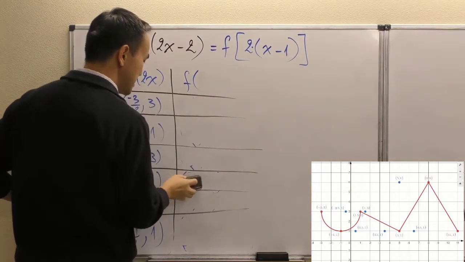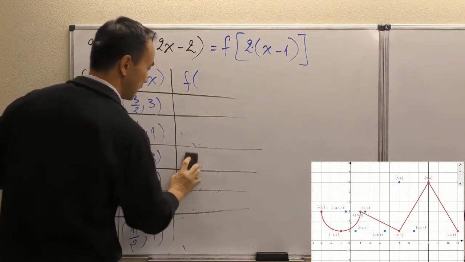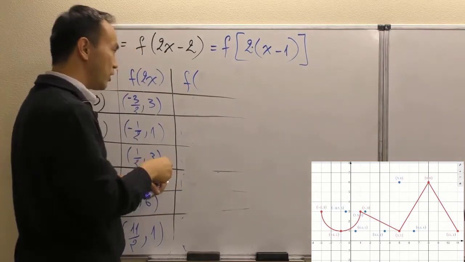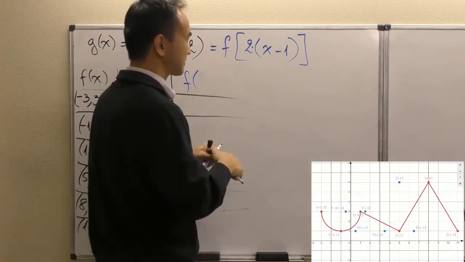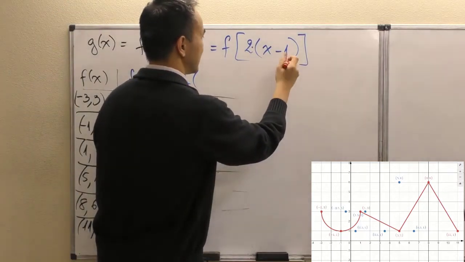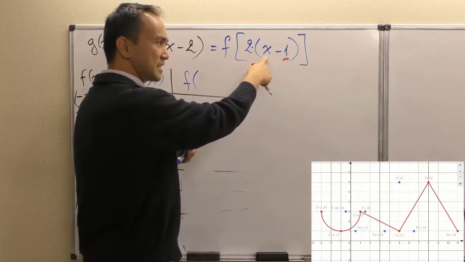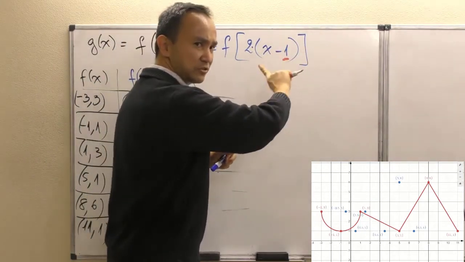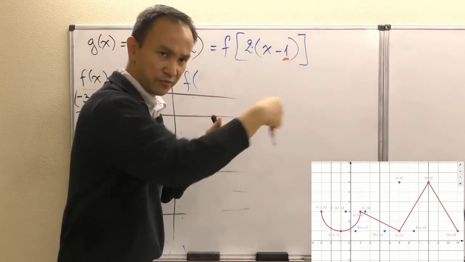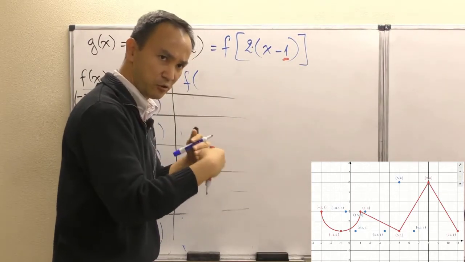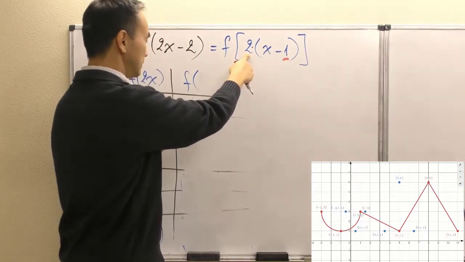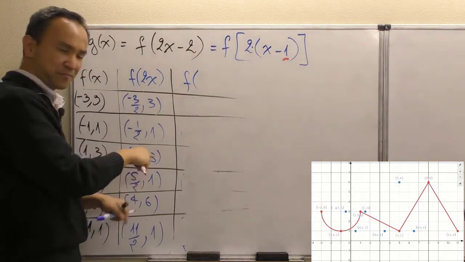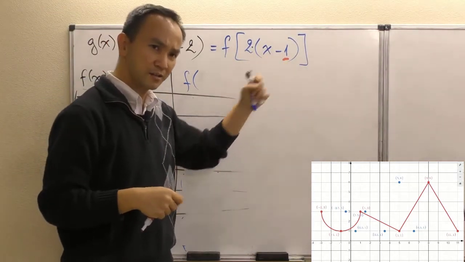So now seeing that 1, allow me to underline that 1 right here. It's x minus 1, so it rings a bell about horizontal shifting. Here clearly it was these points, but now x minus 1 here.